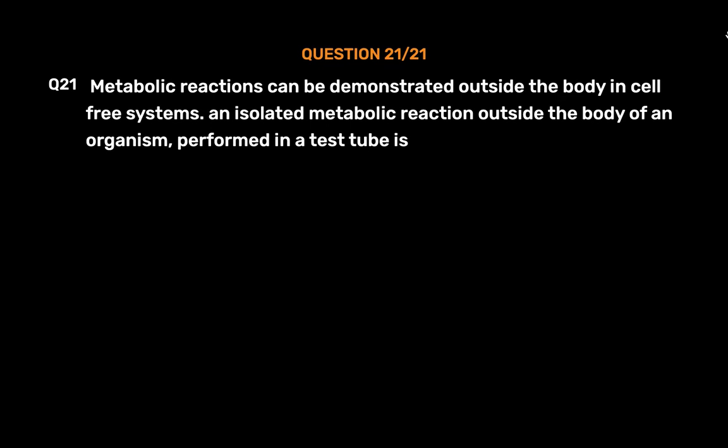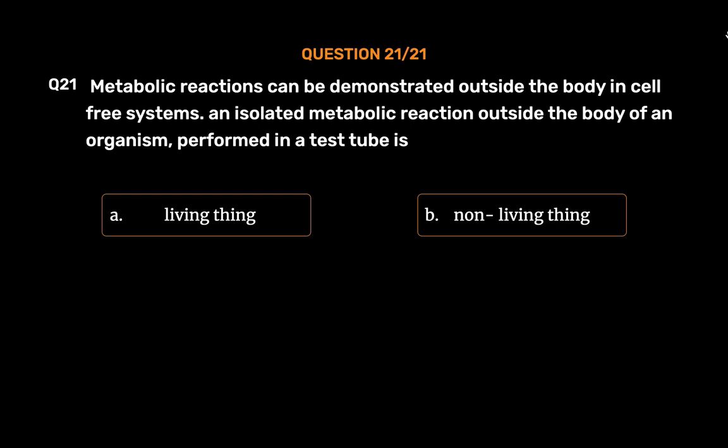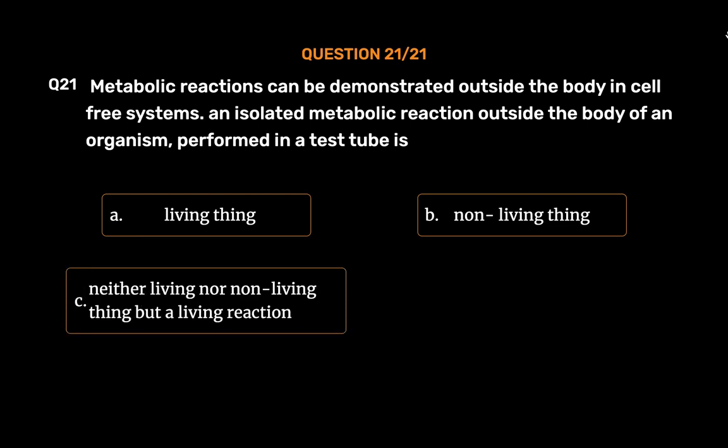Question number 21. Metabolic reactions can be demonstrated outside the body in cell-free systems. An isolated metabolic reaction outside the body of an organism, performed in a test tube is Option A. Living thing. Option B. Non-living thing. Option C. Neither living nor non-living thing but a living reaction. Option D. None of the above. The correct answer is option C. Neither living nor non-living thing but a living reaction.